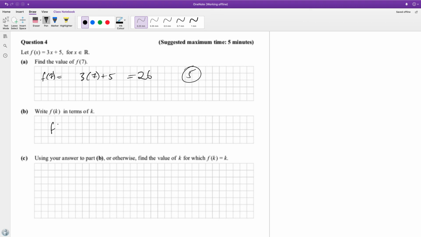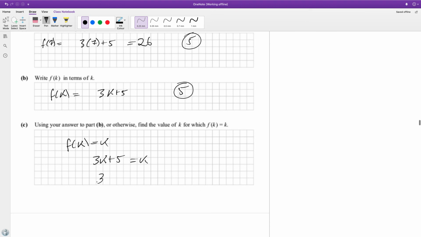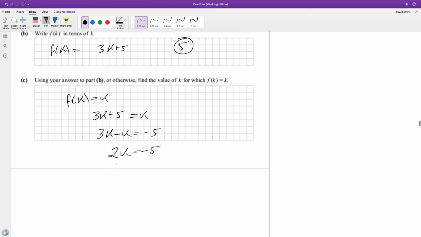Down here, it's the function of k in the bracket instead of x. So it's 3 times k plus 5, there's another 5 marks. And down here, it's the function of k is equal to k. So it's 3k plus 5 equals k. K is to one side, numbers to the other. 3k minus k equals minus 5. 2k equals minus 5. Divide across by the number in front of k, which is? Number in front of k is 2. Good stuff. k equals minus 5 over 2. And that's your answer.